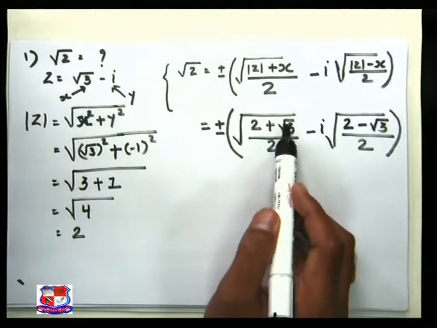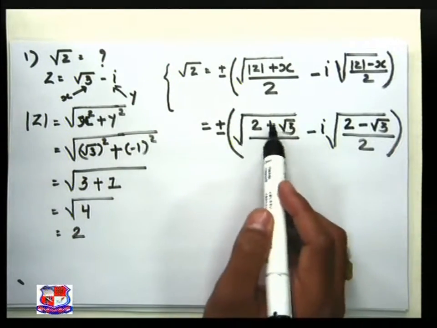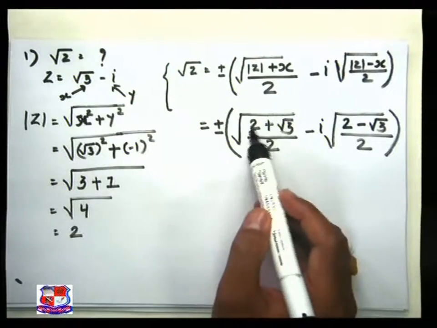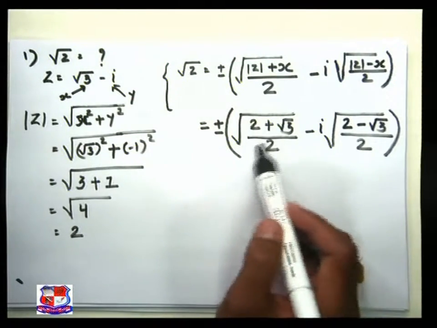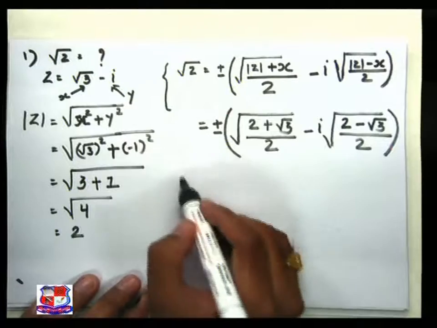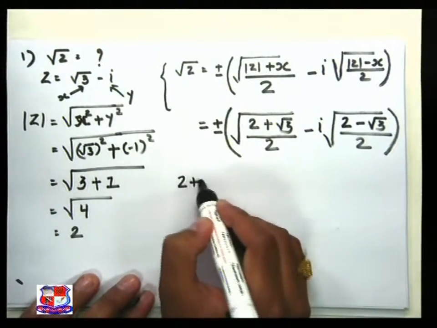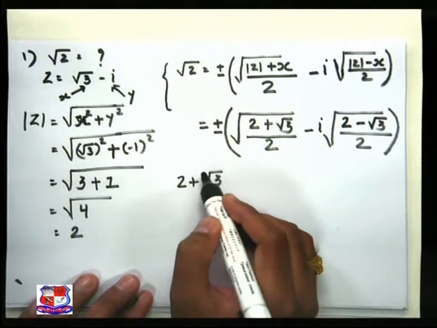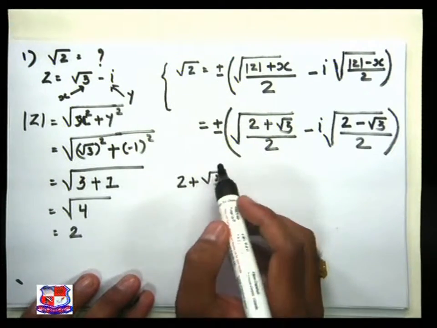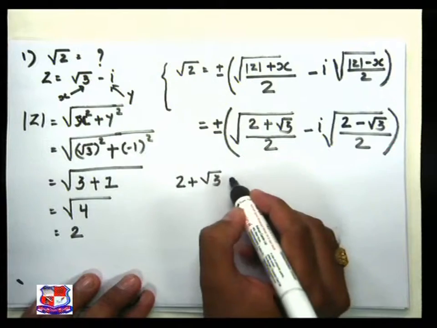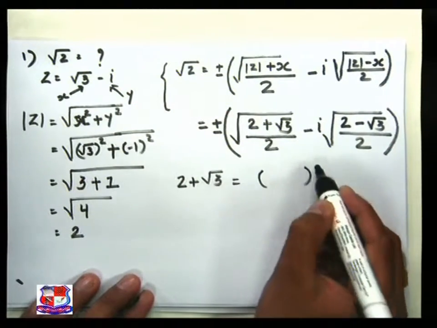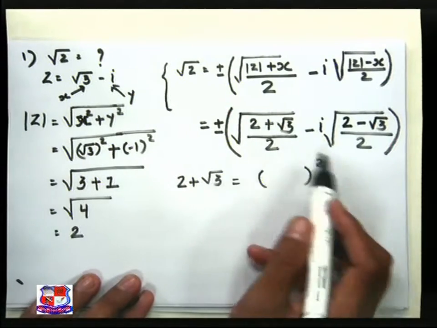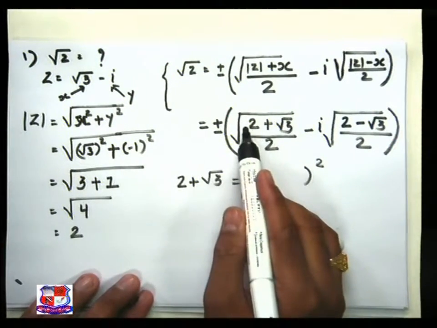But again, if you want to simplify this equation, that is under root of 2 plus under root 3 divided by 2. Now let us assume 2 plus under root 3, we want to simplify this term first of all. We want to convert it into a value that gives us a square of a number, so that the square and this under root cancel out.